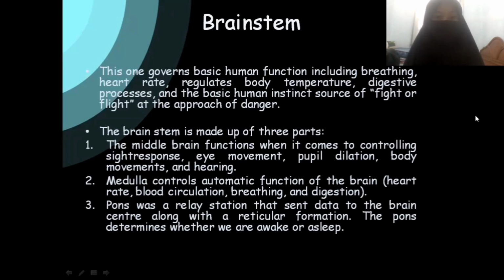Next, brainstem. This one governs basic human functions including breathing, heart rate, regulating body temperature, digestive processes, and the basic human instinct of fight or flight at the approach of danger.